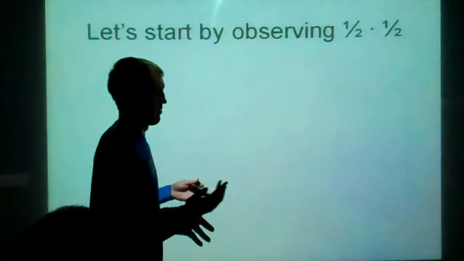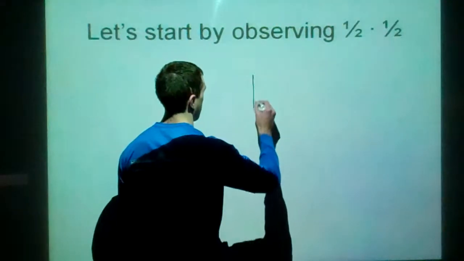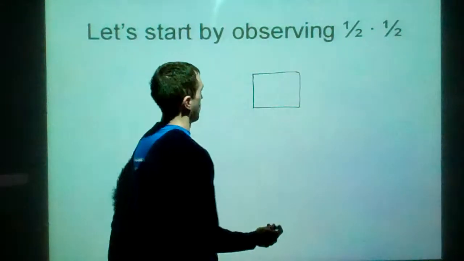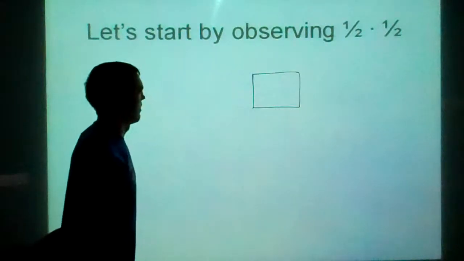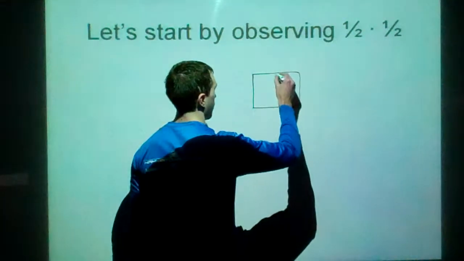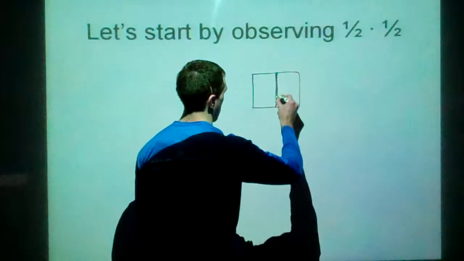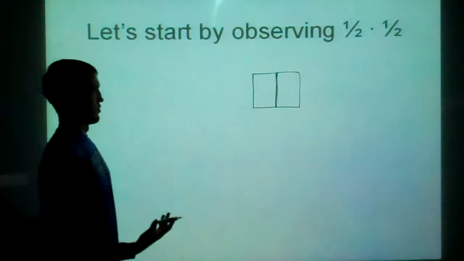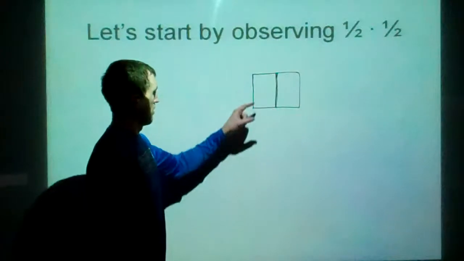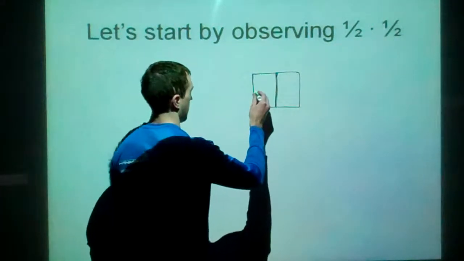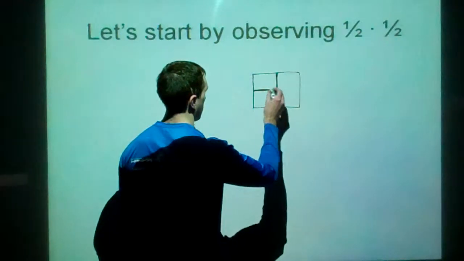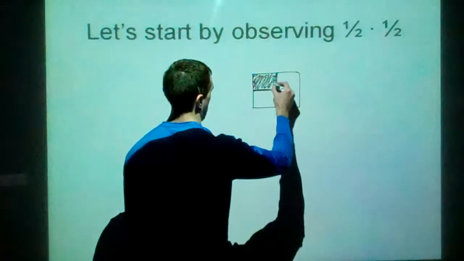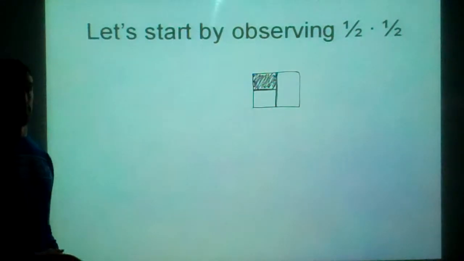But if we just take a square, and I'll try to make a decent square here. Definitely not a square, but not my worst. Alright, so if we take and split this square in half, like that, we want to figure out what 1/2 times 1/2 is. Well, what's 1/2 of one of these halves? That would be right here. We split this down the middle, and we color this guy in right here. That would be half of a half, basically.